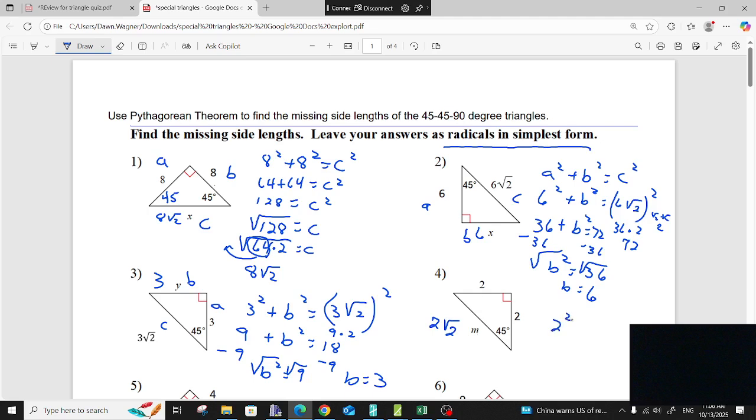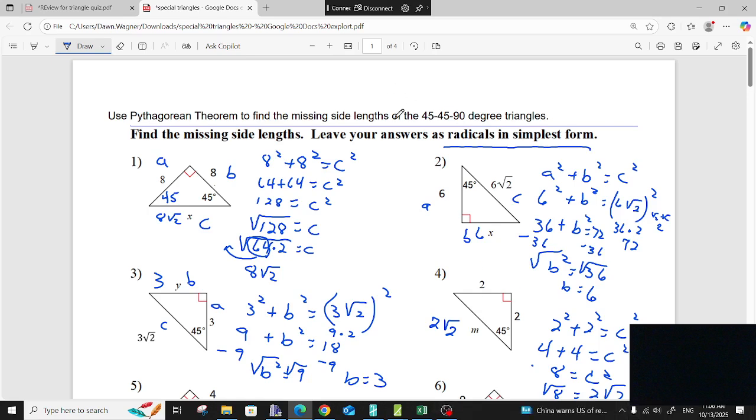Because 2 squared plus 2 squared would equal c squared. 4 plus 4 is equal to c squared. 8 equals c squared. The square root of 8 would equal 2 square root 2.